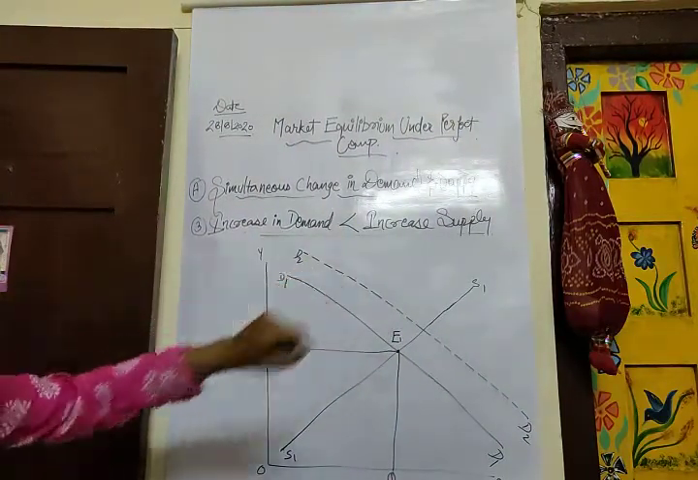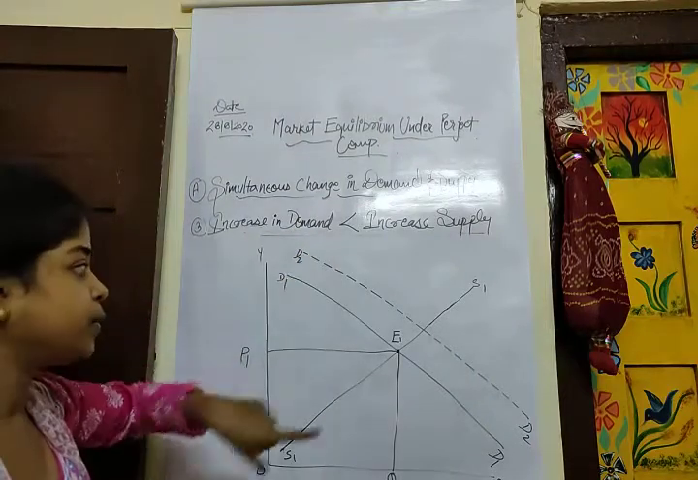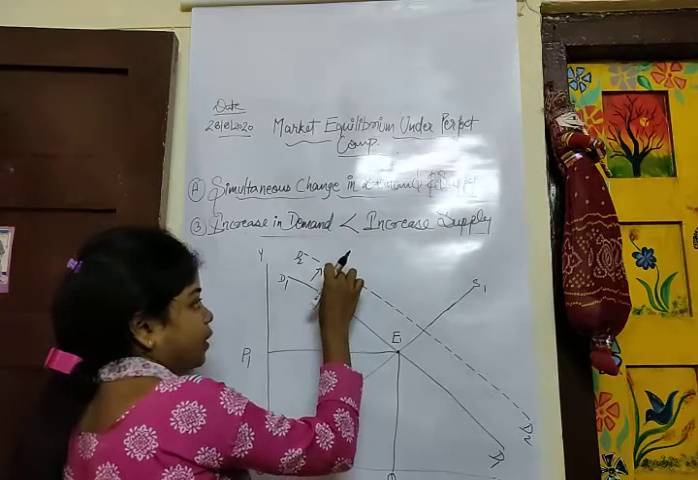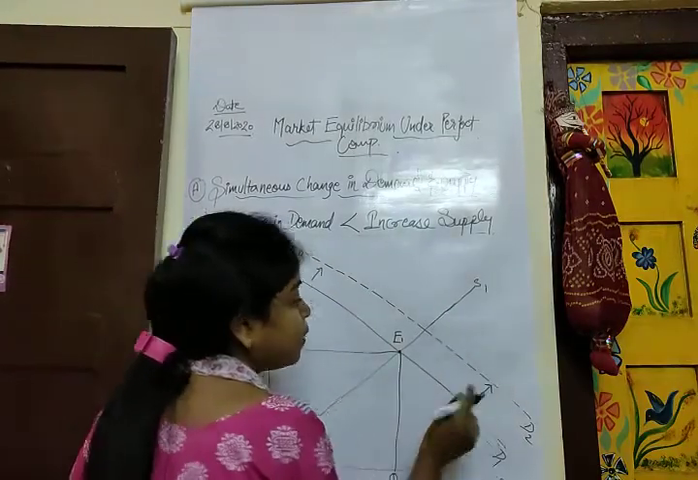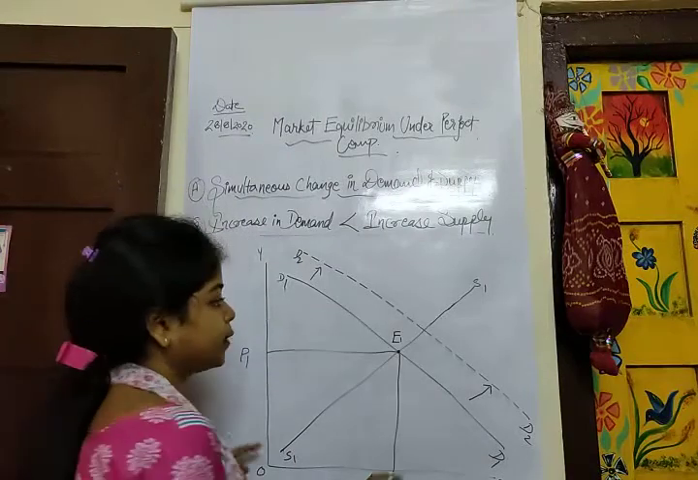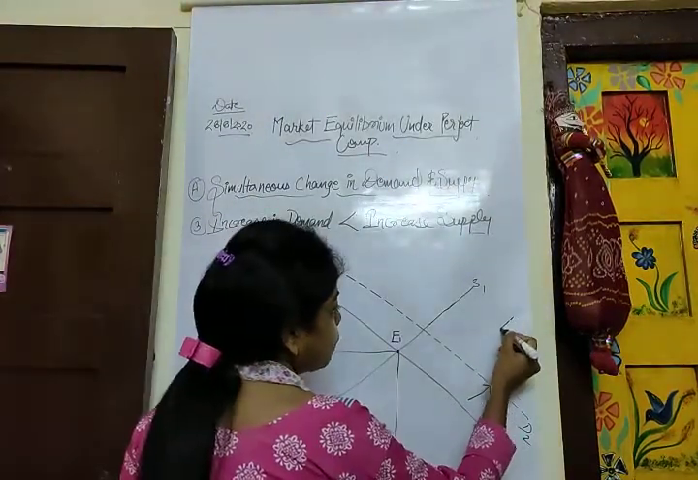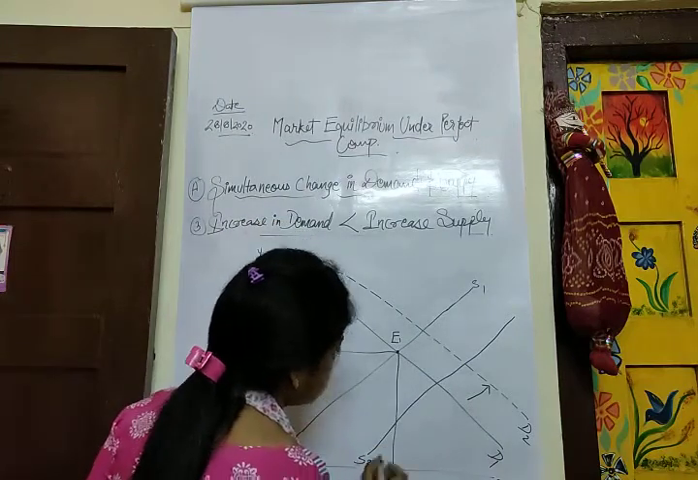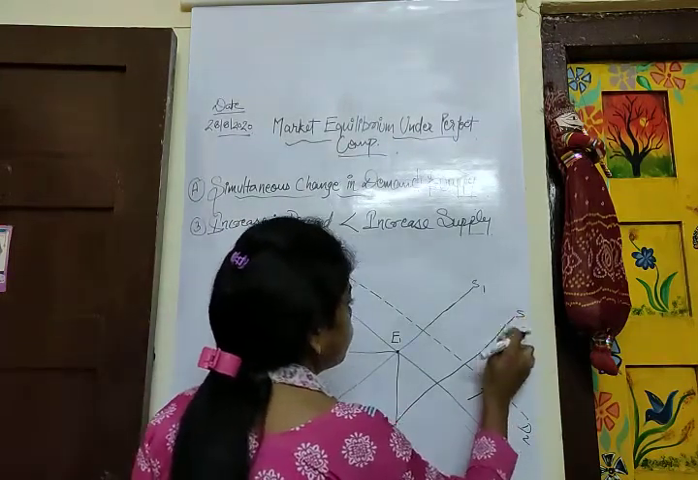Now the increase in supply is greater than demand. It means if the demand is increasing like that, supply will increase more than demand. So when the supply increases, the curve goes downward, and more like that is S2 in dotted form.